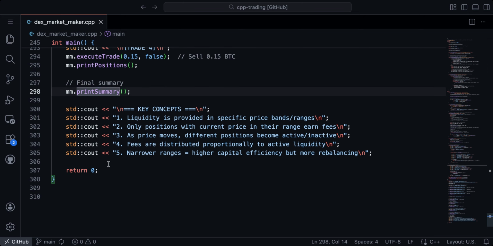The program also prints key concepts explaining how liquidity provision in price bands works, including that only active positions earn fees, positions become active or inactive as price moves, and that narrower ranges provide higher capital efficiency but require more rebalancing. We return 0 to indicate successful program execution.